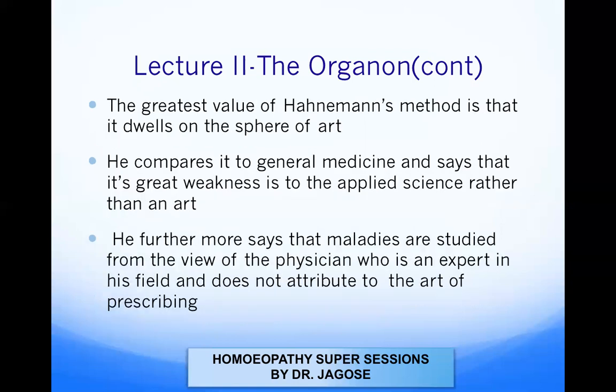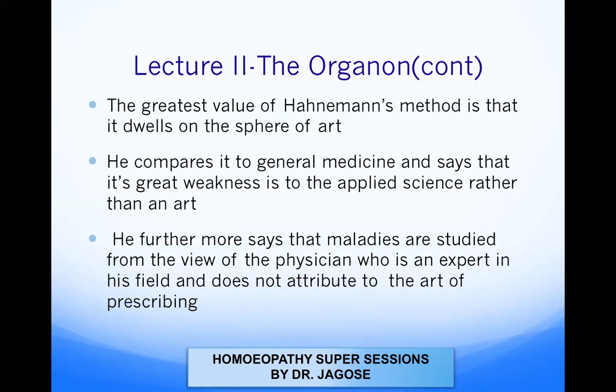The greatest value of Hahnemann's method is that it dwells upon the sphere of art. So again, Richard Hughes emphasizes that it always rotates around the important sphere of art, that homeopathy is an art. He compares it to general medicine and says that its great weakness is that it is applied as a science rather than an art. He furthermore says that maladies are studied from the view of the physician who is an expert in his field and does not attribute it to the art of prescribing.